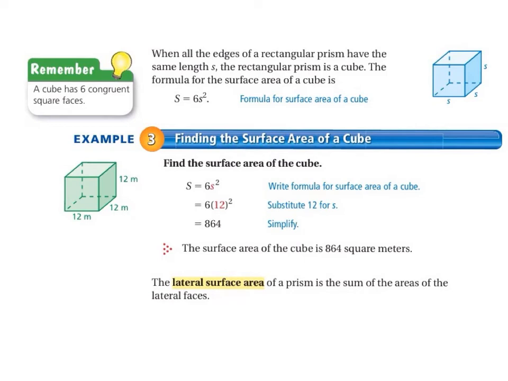Moving on to example 3. Let's look over at the remember. It says a cube has 6 congruent square faces. So it says when all the edges of a rectangular prism have the same length, S, the rectangular prism is a cube. The formula for the surface area of a cube is S equals 6S squared.